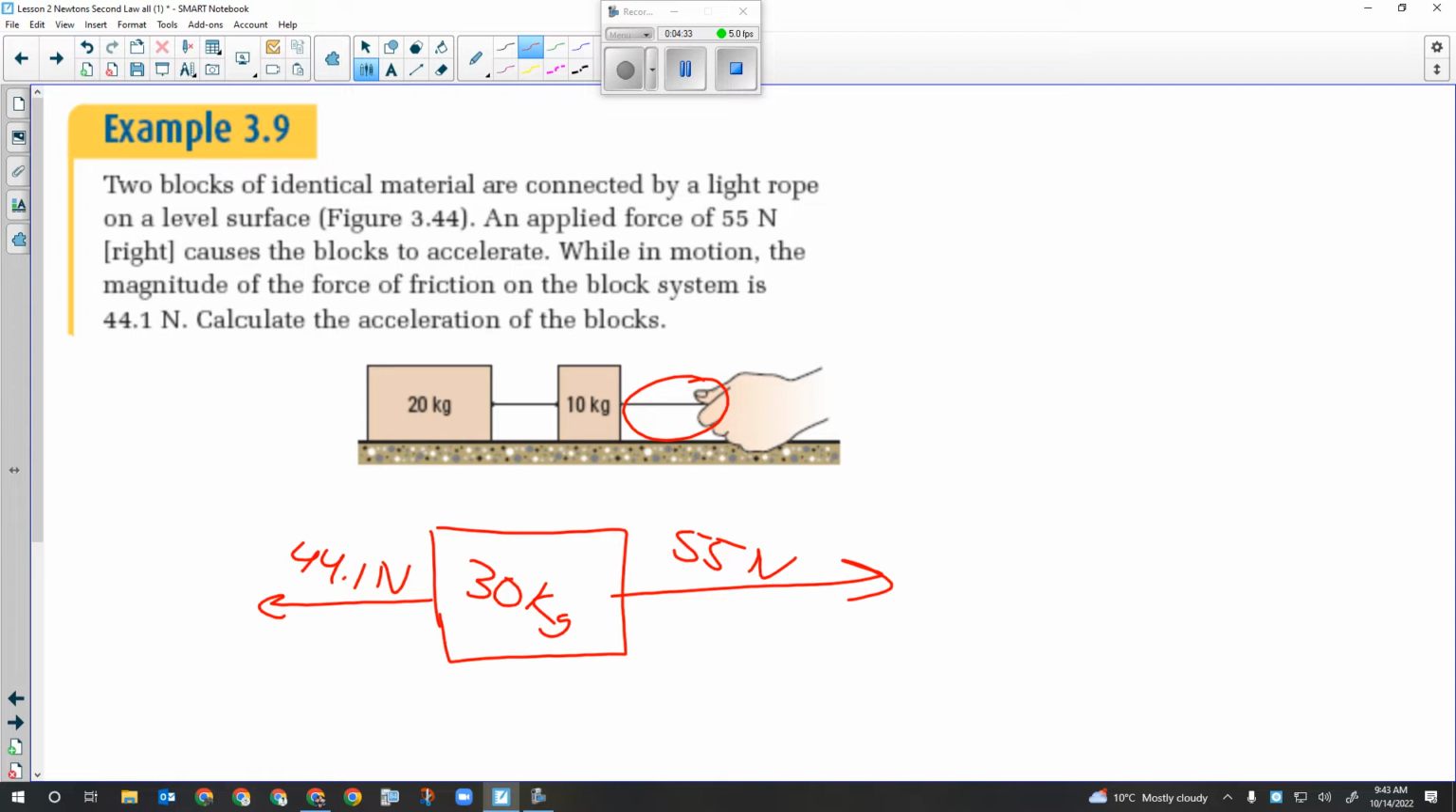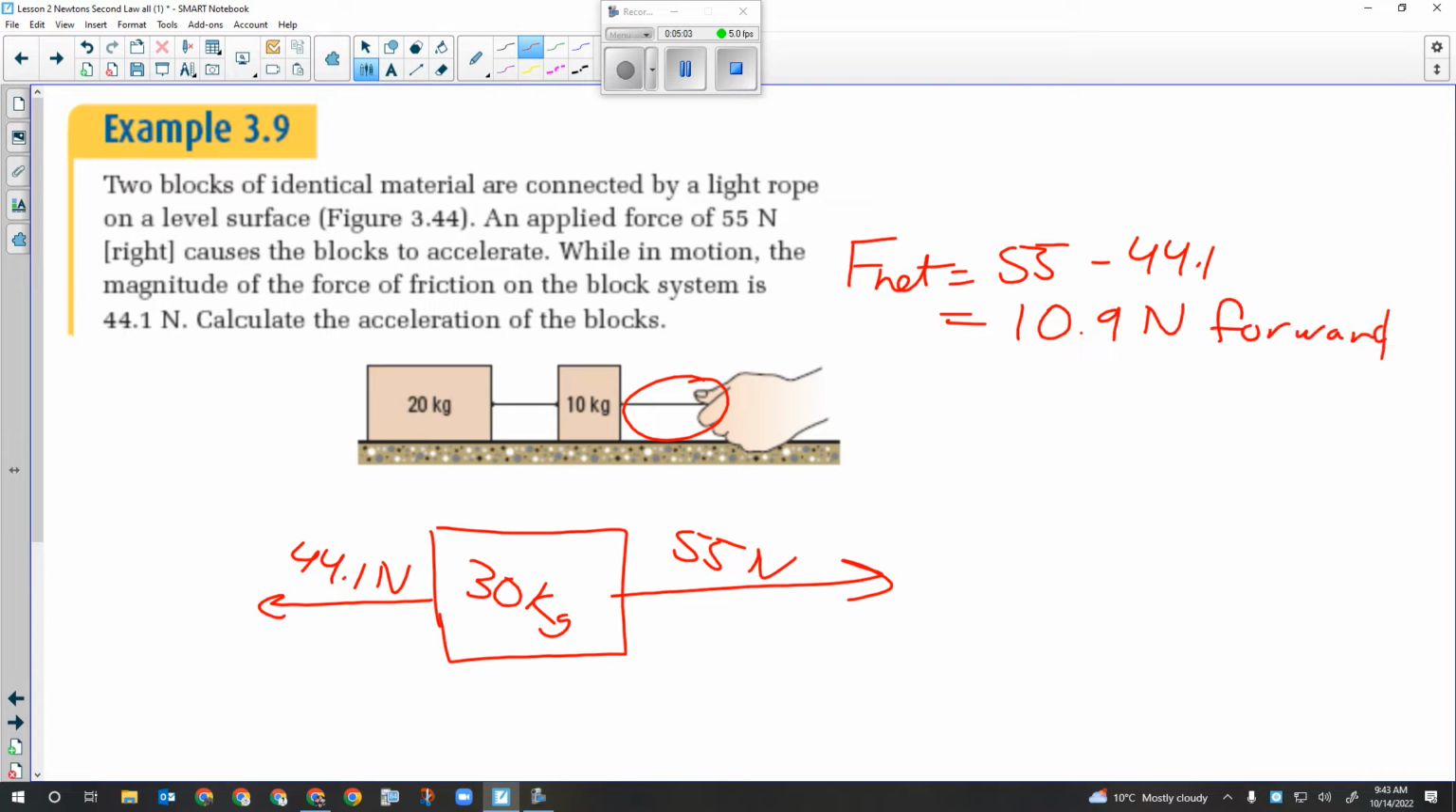So what would my next step be if I want to calculate the acceleration of the blocks? Add the forces, and divide them by the mass. Right, first I'm going to do the vector sum of all forces. You're right, I have to find the net force. So that's going to be 55 minus 44.1, or 55 plus negative 44.1, however you want to look at it. So we're looking at 10.9 there. So we have 10.9 newtons forward.